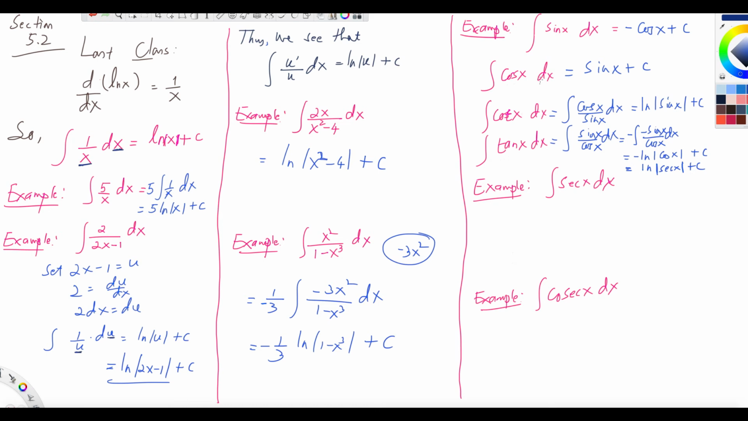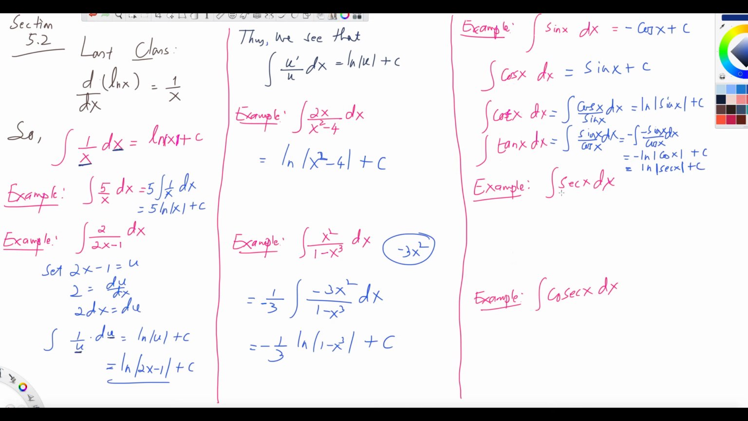That's the formula, okay? The integral of cosine x is sine x plus c. Integral of cotangent x is natural log of sine x plus c. Integral of tangent x is natural log of secant x plus c.